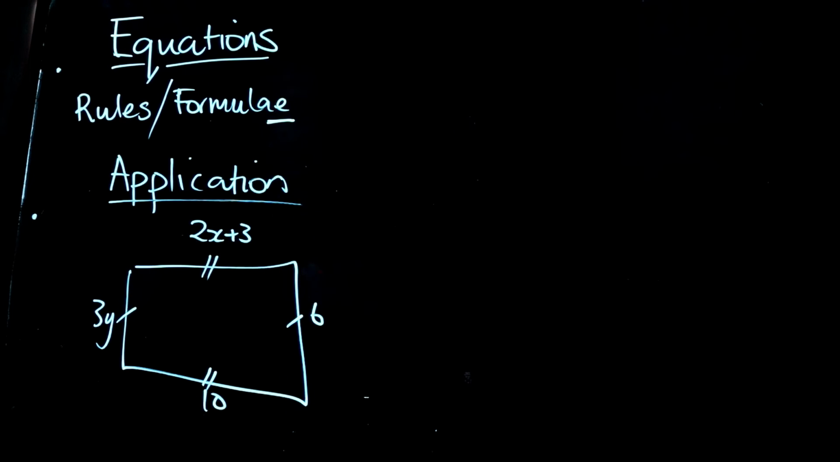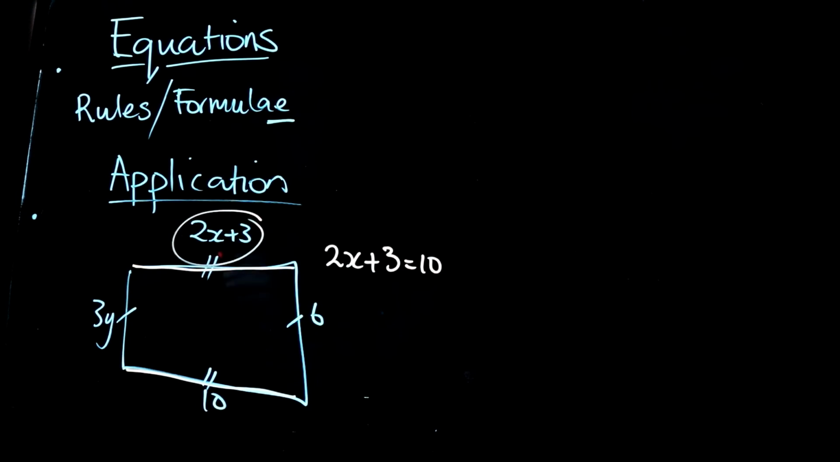So we've got a measurement question here, we've got a rectangle, and the key is to notice that the length of this line is the same as this line, and it allows us to construct one of our equations. That equation to solve for x will be 2x plus 3 is equal to 10. So this is the same as this, so they must be equal to each other. And now that I've got this, it's quite an easy job to work this out.